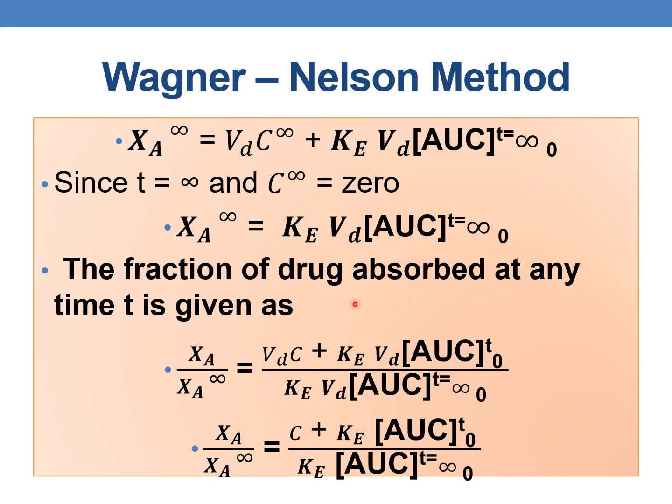And the fraction of the drug absorbed at any time t is given as Xa by Xa infinity is equal to Vd C plus Ke Vd AUC 0 to t by Ke Vd AUC 0 to infinity. And the equation is further reduced to Xa by Xa infinity is equal to C plus Ke into AUC 0 to t by Ke into AUC 0 to infinity.